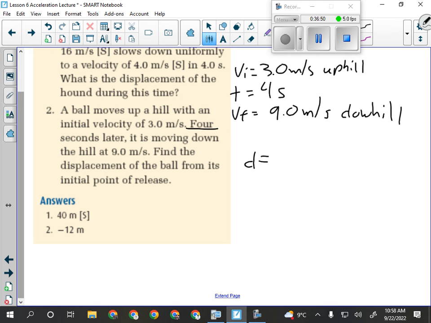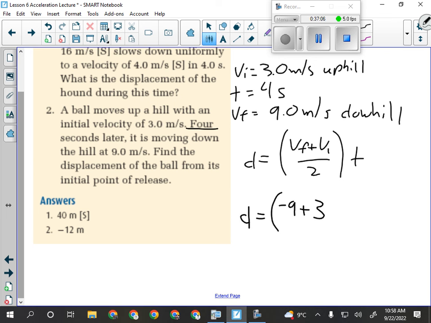So again, I don't have to manipulate, but here's what I have to remember. VF is downhill. VI is uphill. So when I plug in my numbers, -9 plus 3 over 2 times 4. So -9 plus 3 is -6. -6 over 2 is -3. Times 4 is -12. D is 12 meters downhill.